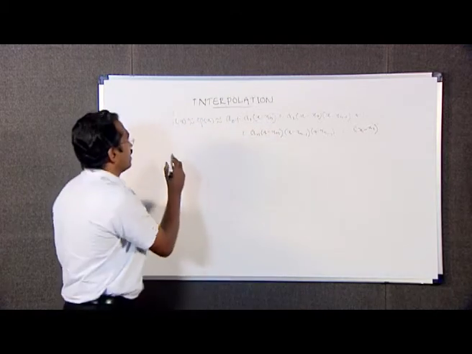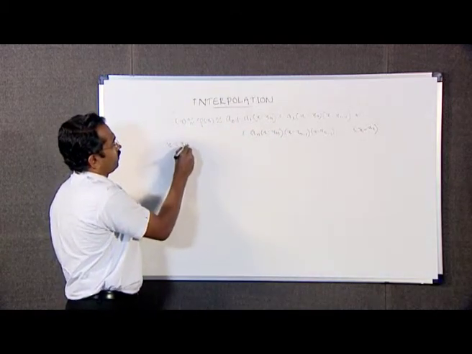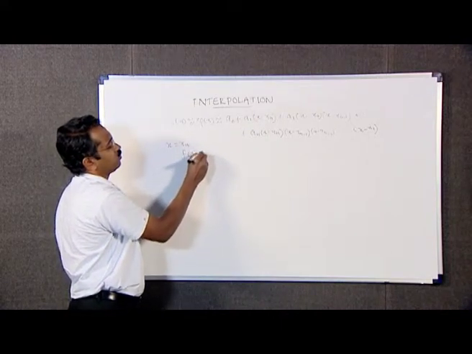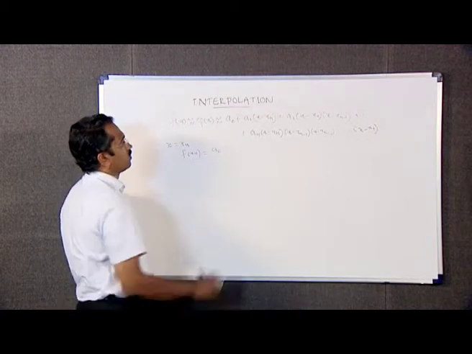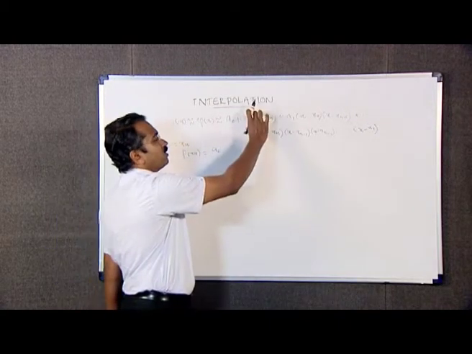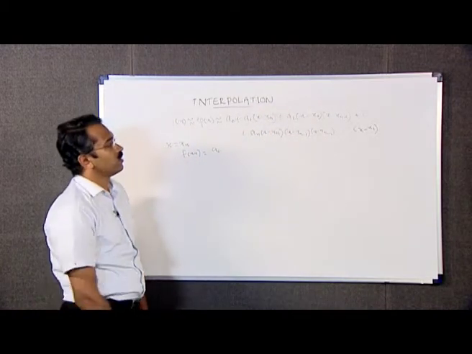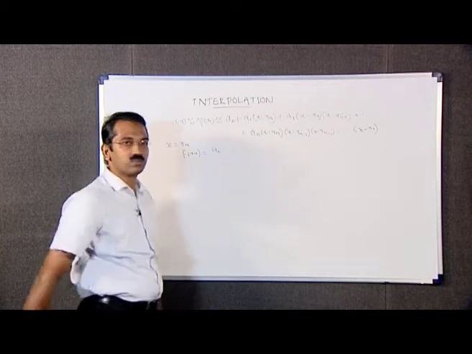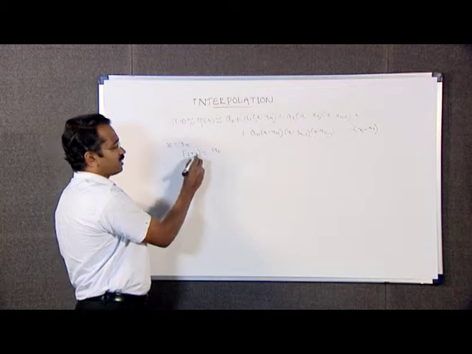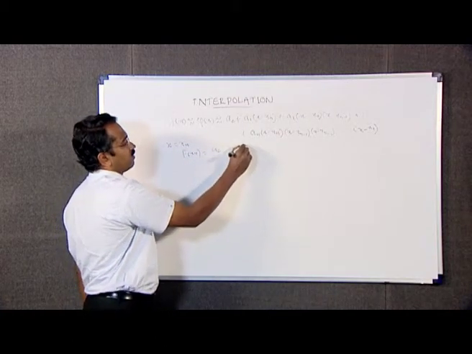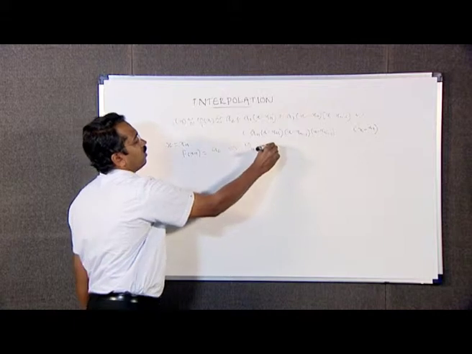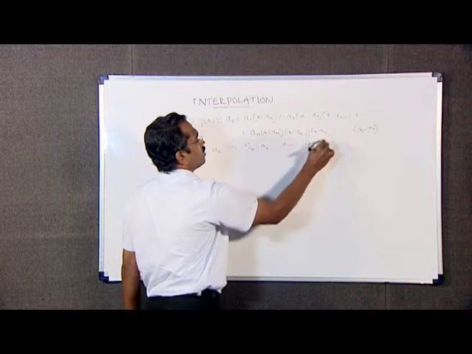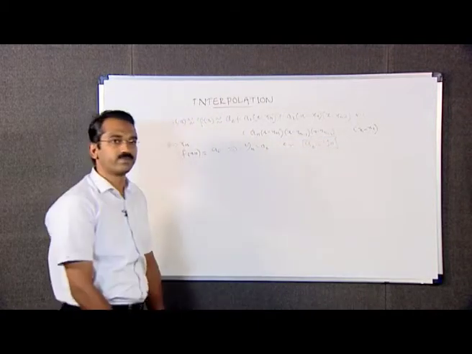If we put x equal to xn, we have f of xn is equal to a0. All the terms contain x minus xn, therefore, all the terms will become 0. f of xn means yn, that is yn is equal to a0, or a0 is equal to yn. The constant a0 is yn.